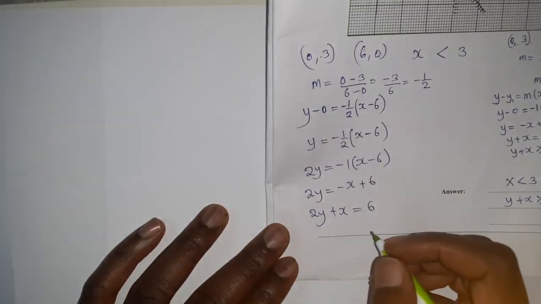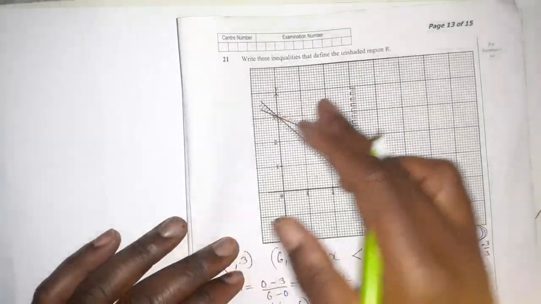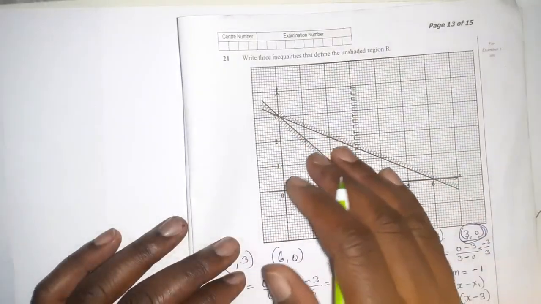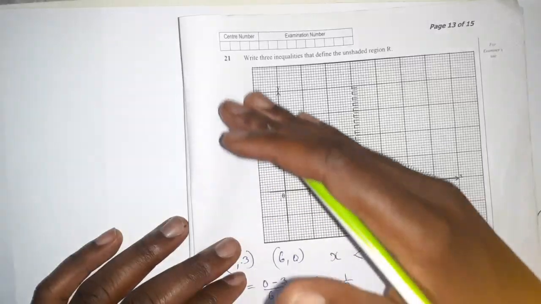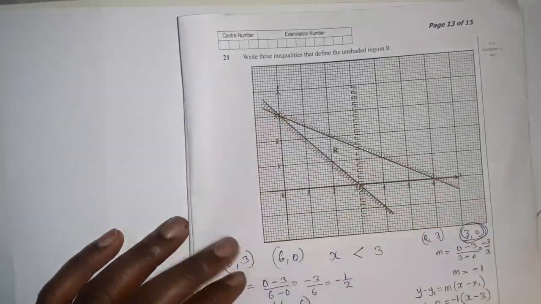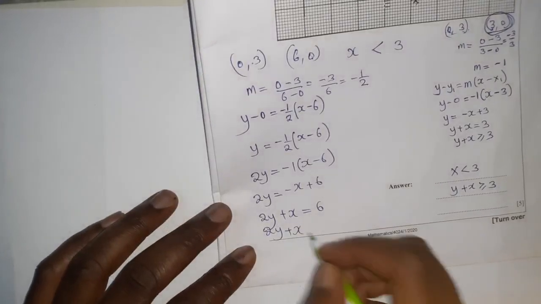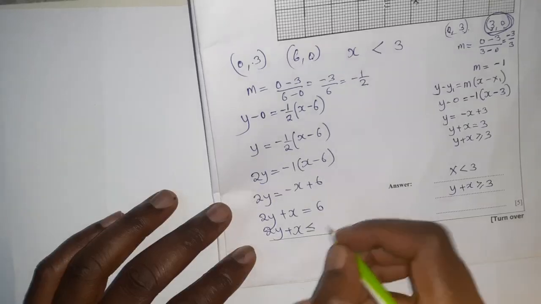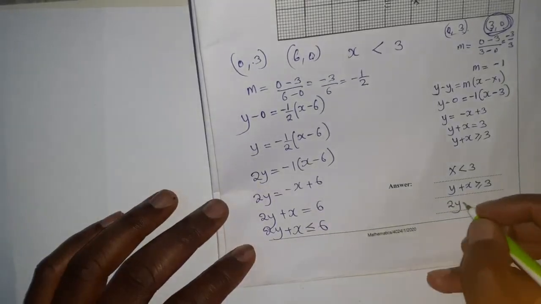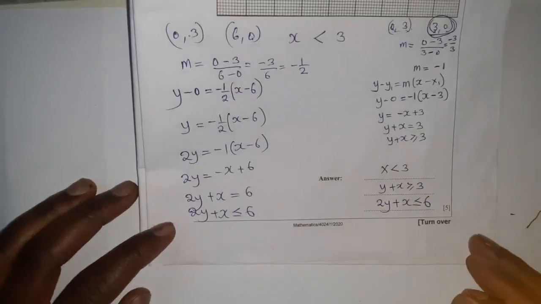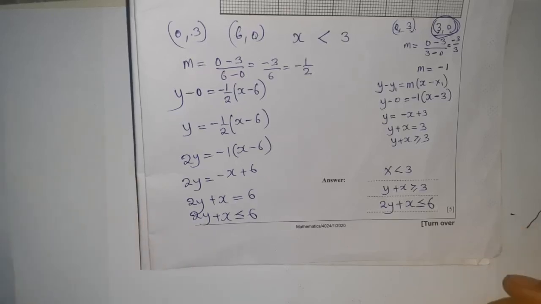Now, dealing with the inequality, the wanted region is the part that is not shaded, which is below the line. Down here it is less. So we say 2y plus x is less than or equal to 6. Basically, this is what we are supposed to do.